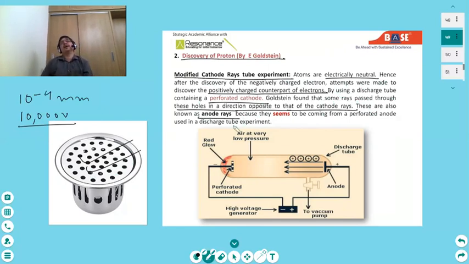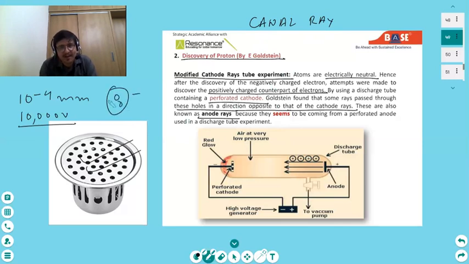Because it was assumed that it is produced through the anode, just like cathode rays were produced from the cathode. At the same time, it is also known as canal ray. Canal ray, you know, you have heard about the English canal and all. Canal means where ships and all pass. So since this is a perforated cathode, something is passing through this. That's why the term canal was used, because it passes through these holes. So anode rays, because they seem to be coming from the perforated anode used in the discharge tube experiment. I have highlighted seems. I'll tell you why later.